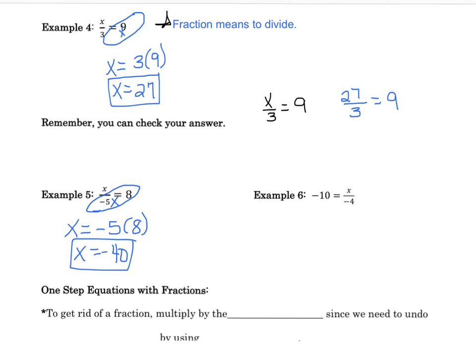Remember, you can always check. If we substitute negative 40 for x right here, is negative 40 divided by negative 5 equal to 8? Yes, it is. Let's look at example 6.